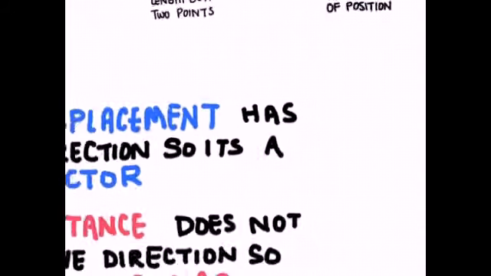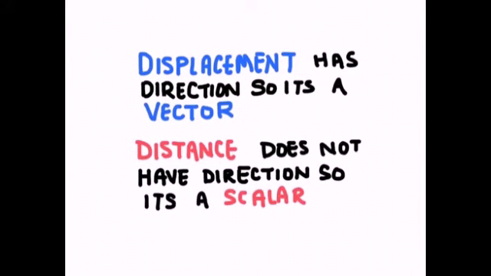Because displacement has direction, it is a vector. Distance does not have direction, so it is a scalar. Displacement is a vector and distance is a scalar.